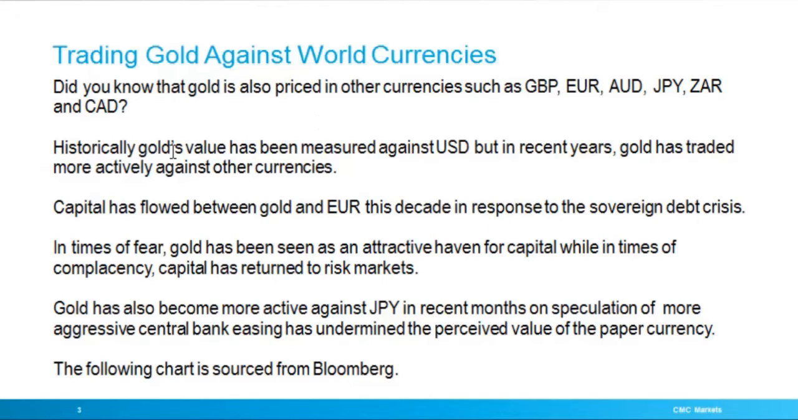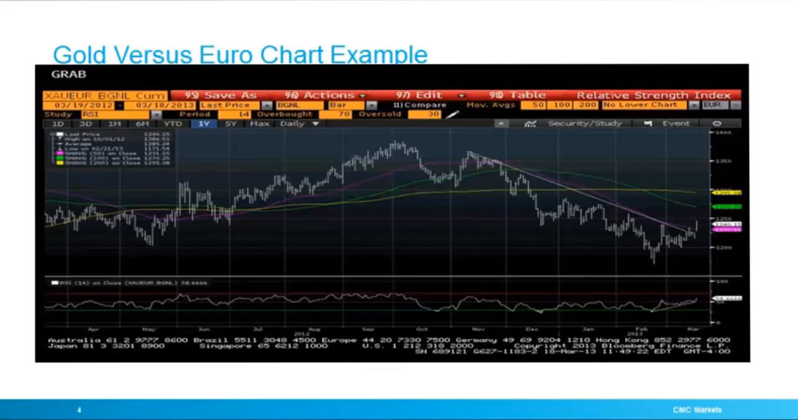And we're going to show a chart here from Bloomberg on the euro versus gold to give an example of how these markets really do trend significantly. We can see that in this case there was an uptrend for about 6 months, a downtrend for about 6 months, and signs of a trend change. So certainly for traders there do appear to be significant opportunities to trade gold against other currencies.